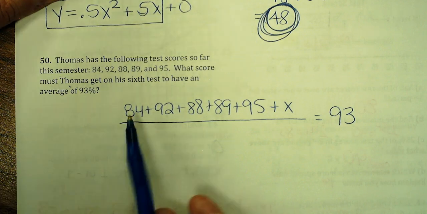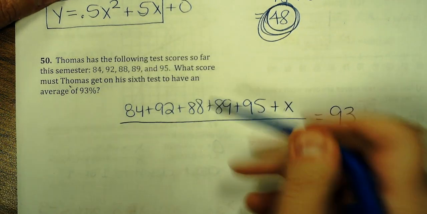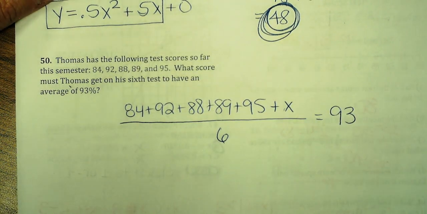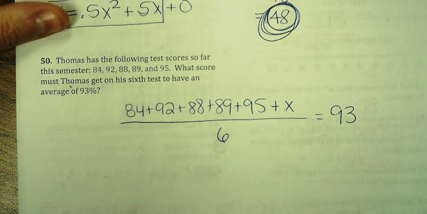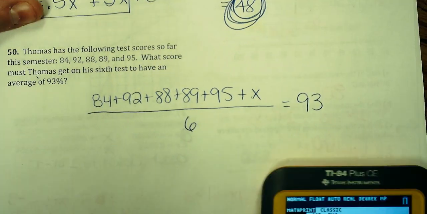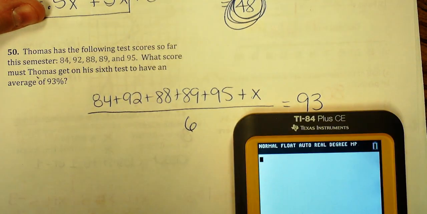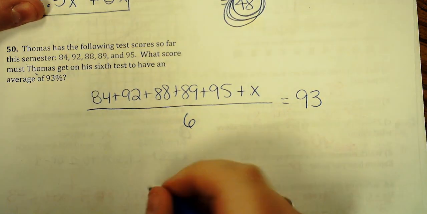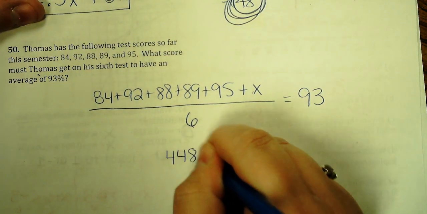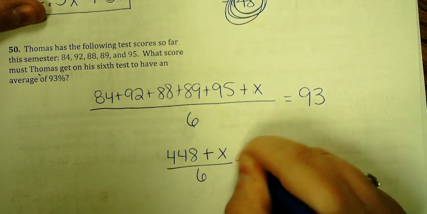Okay, so we know 5 tests. Here's the 6th one, so the average is going to be out of 6 total tests. Easiest way I can tell you to do this problem, let me just add those up real quick so you guys can see. 84 plus 92 plus 88 plus 89 plus 95. Hopefully I didn't type anything wrong. 448. Okay, 448 plus x, not times x.